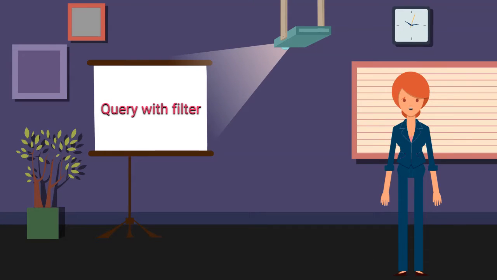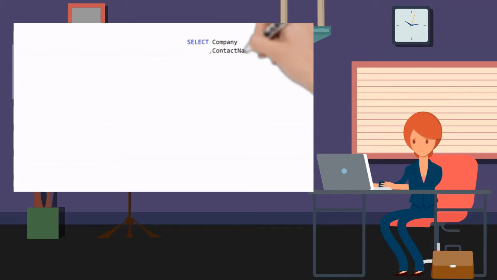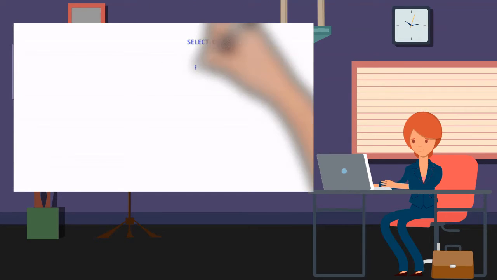If we want to get specific data, like the companies that have headquarters in Dallas, we can filter it using the WHERE clause. Look at what I'm writing. Select company, contact name, work phone number from companies where city equals Dallas.